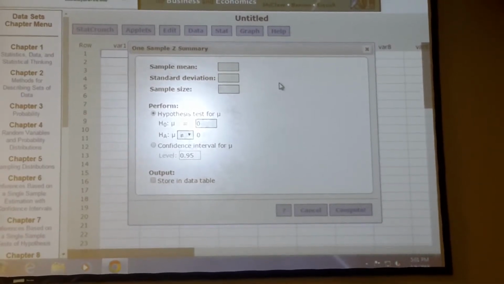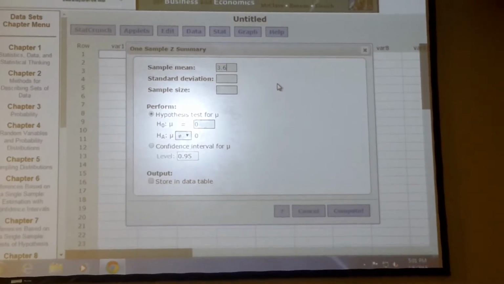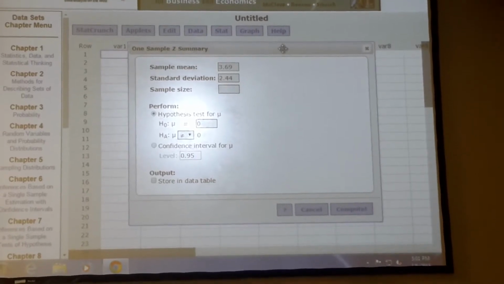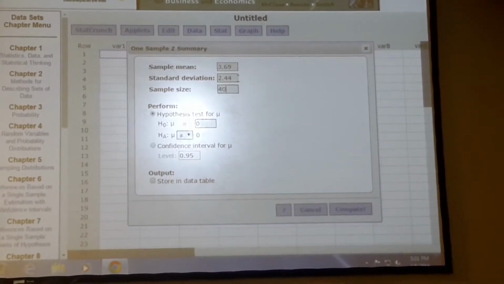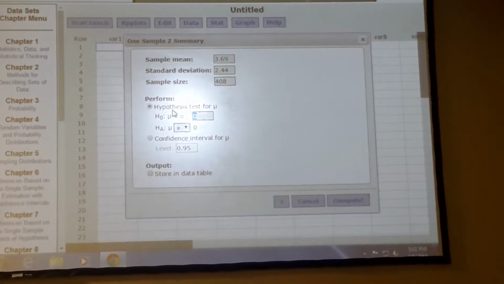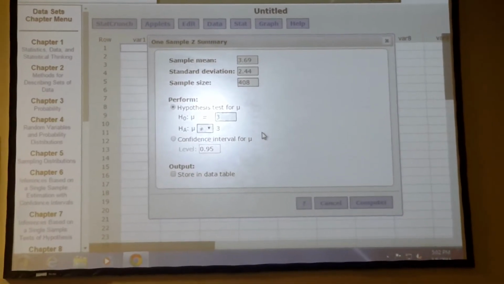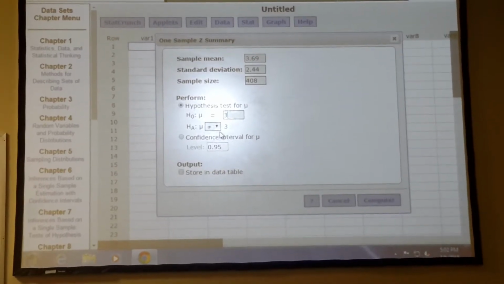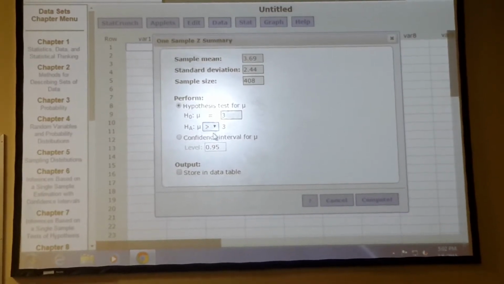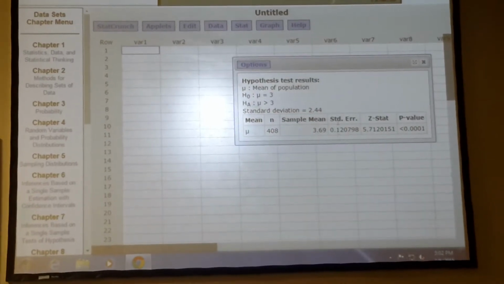We put in our information from the sample. Our sample mean from the problem was 3.69. Our standard deviation was 2.44. Our sample size was 408 children. We wanted to perform a hypothesis test for the population mean. Our null hypothesis is that the mean is equal to 3. Our alternative hypothesis is that the mean is greater than 3. So we put that in and we hit compute.